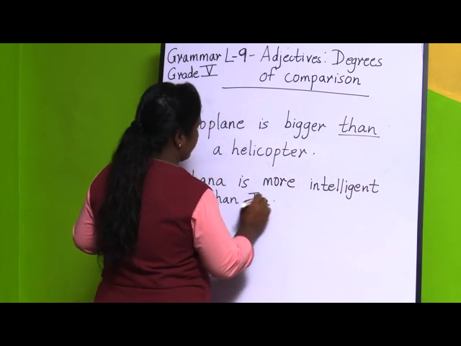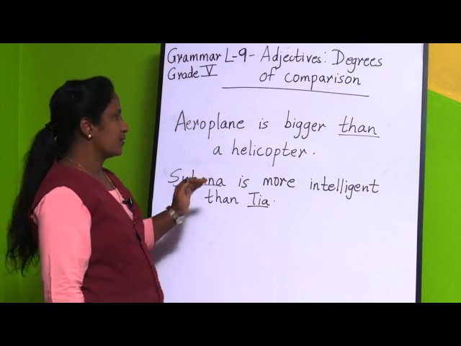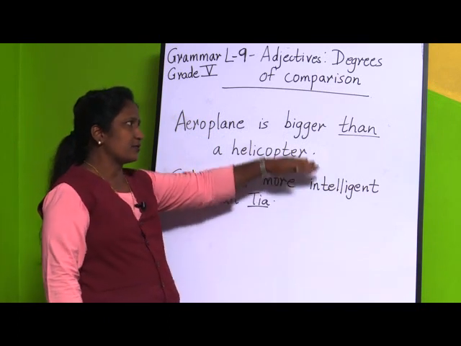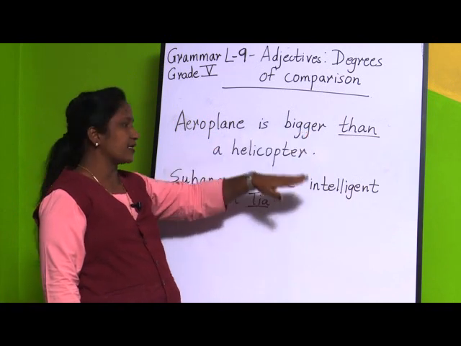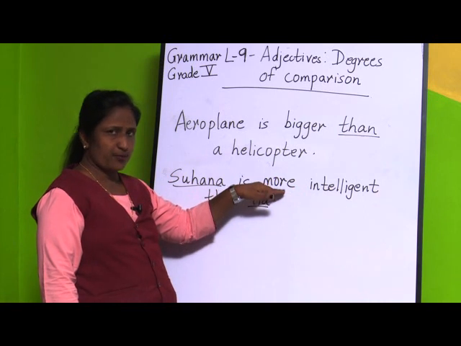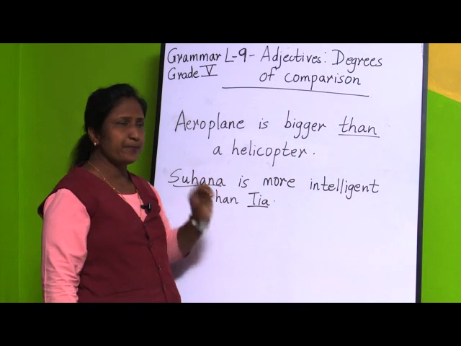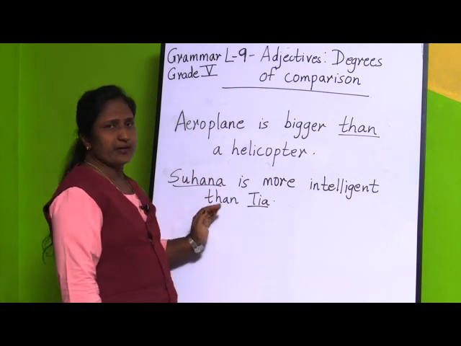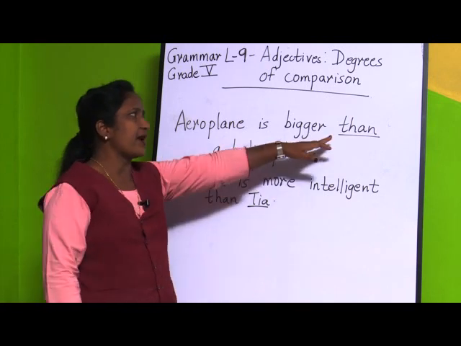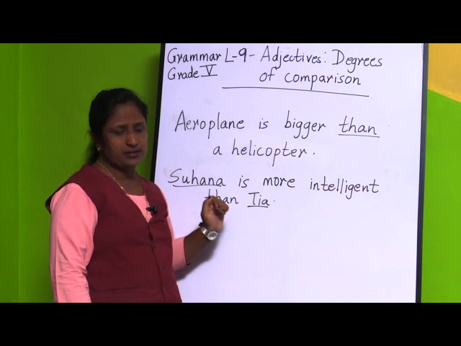So, we are comparing between Suhana and Tia. Here we are comparing between two persons, that is Suhana and Tia. And intelligent, here also, is an adjective. But as the word is big, we have used more because we are talking about comparative degree. So, more intelligent, and the word than is compulsory to be used in comparative degree. There we have used as, dash as, but than will be in comparative degree. I hope you have understood till here.